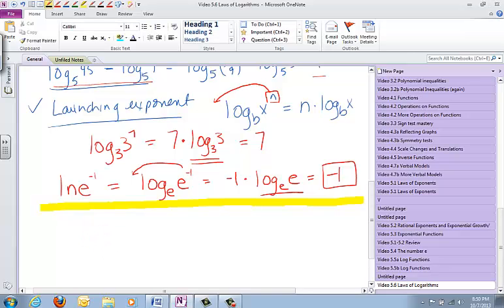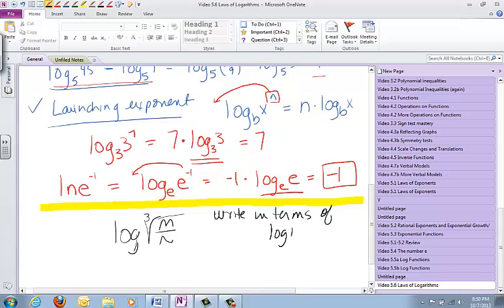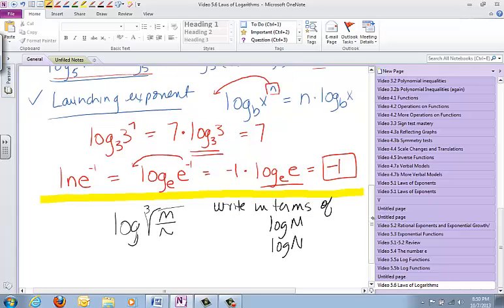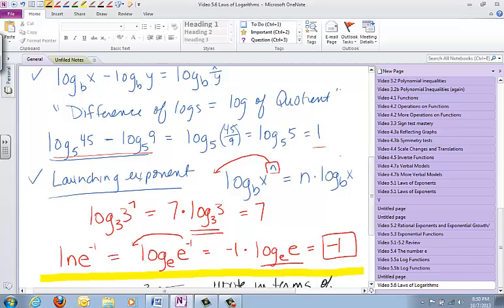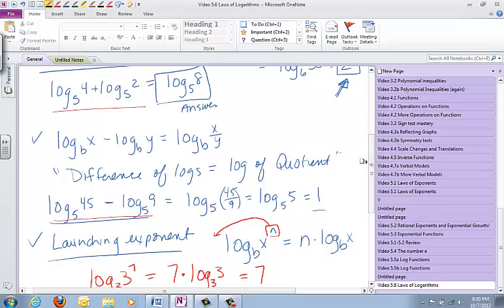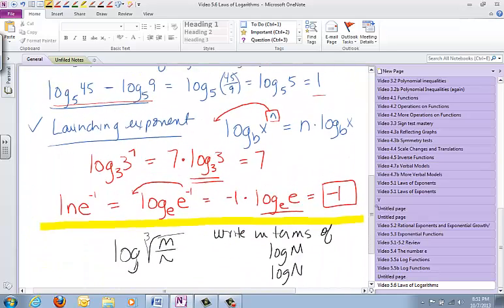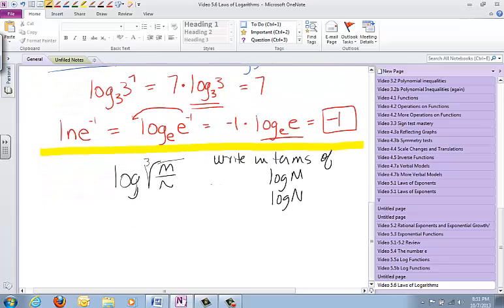So let's say that I have log of the cube root of m over n. Okay? And your instructions are to write in terms of log of m and log of n. And this is another way of, if the problems we did up here we're writing as a single logarithm, as in this property here, this problem write as a single logarithm. Now what we're doing is we're doing the reverse. We're going to stretch it out.